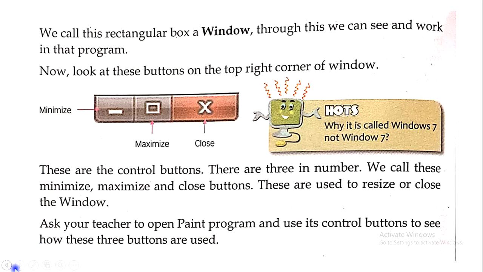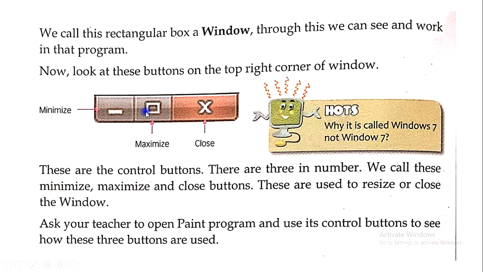These are the control buttons. There are 3 in number. We call them minimize, maximize and close button. This is the minimize button. The minimize button is shown with the symbol of subtraction. Remember, subtraction, addition, multiplication, we learn these things in our mathematics class, right? So remember the symbol we use for doing subtraction. Exactly, this is the same symbol. The subtraction symbol is for the minimize button.